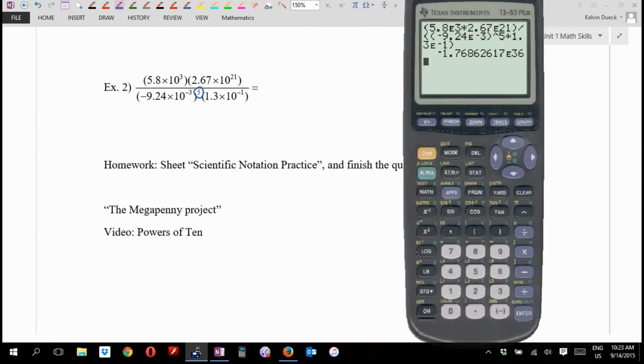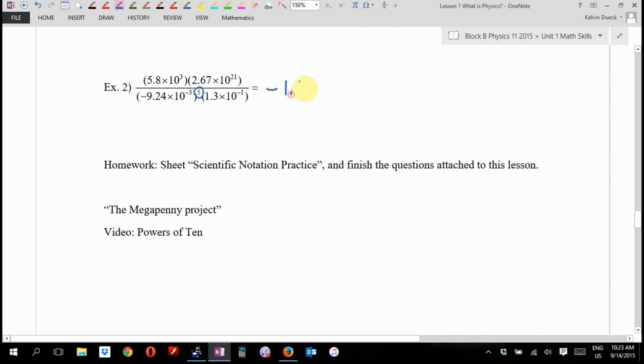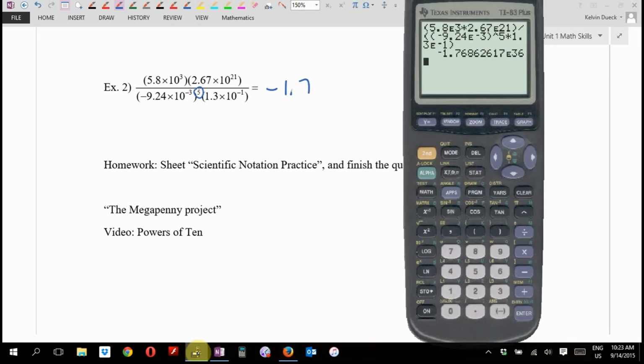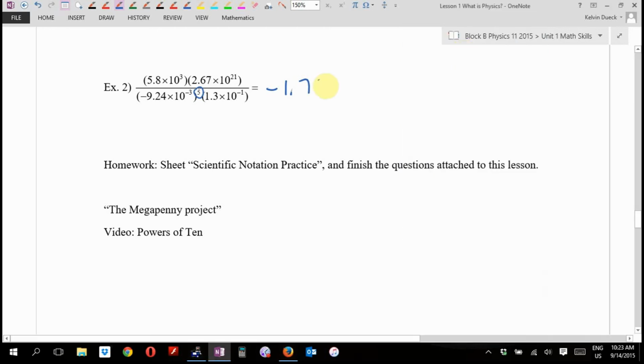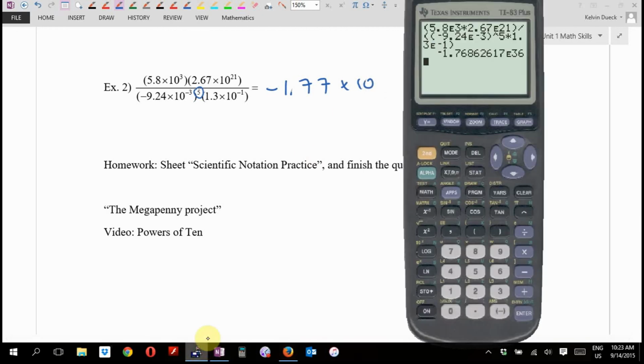So let's write it down. Negative 1.7, I guess 7, if I round off to there, since that's an 8, it should be 7.7. Let's do that. 1.77 times 10 to the, was it 36th power?